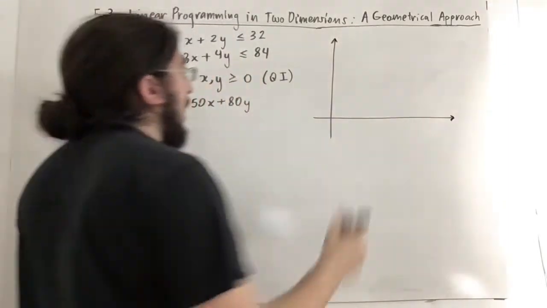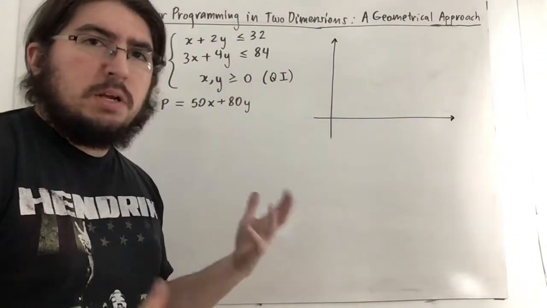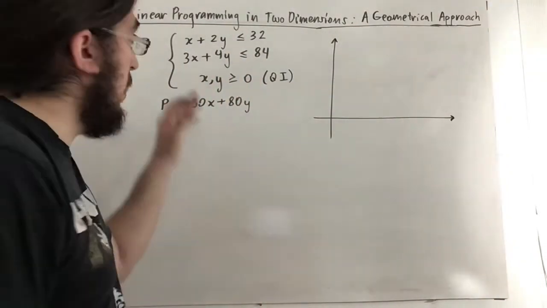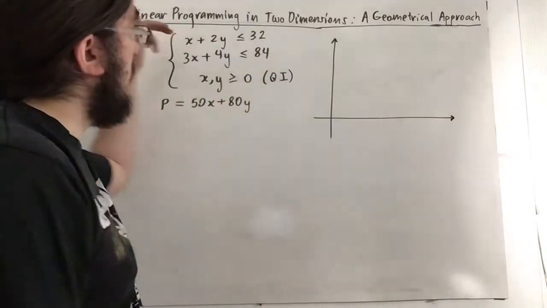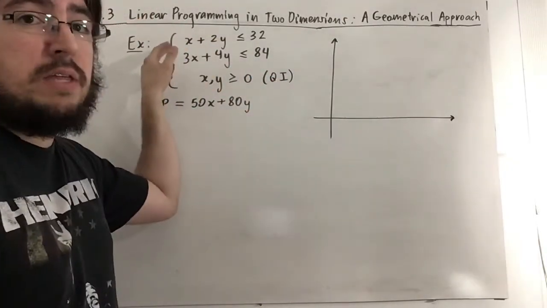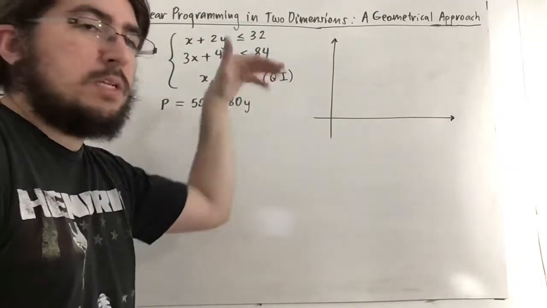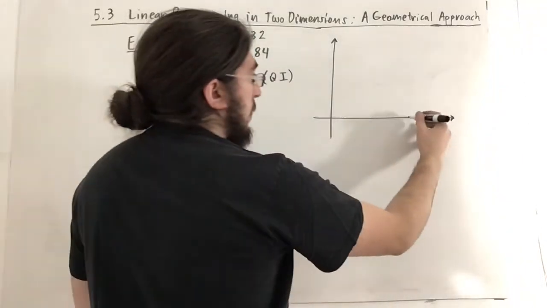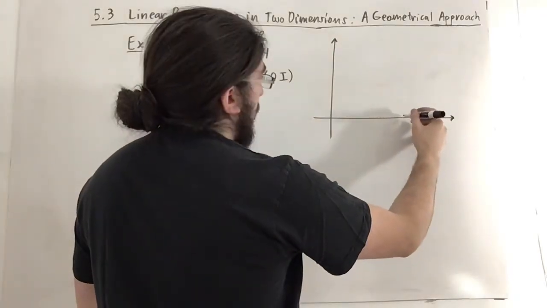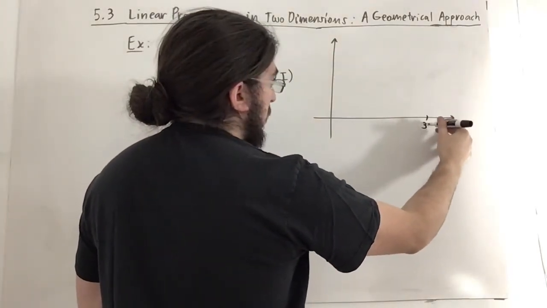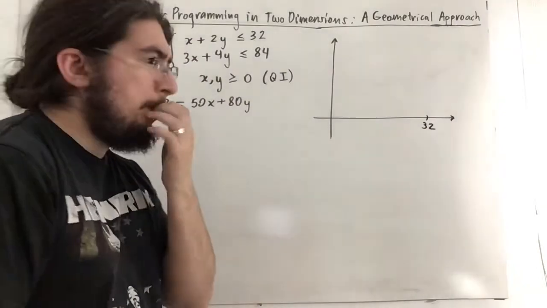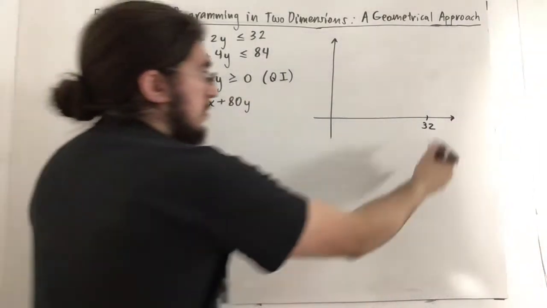Now to graph these lines, I kind of spoke about this also in the last section. There's a quick way to graph a line: find the x and y intercepts. So for the first one, if we let y equal 0, the x-intercept will be 32. Just imagine these are equalities for a moment when it comes to graphing the lines. So let's say 32 is over here somewhere. It's not going to be to scale, but that's fine. So x is equal to 32.